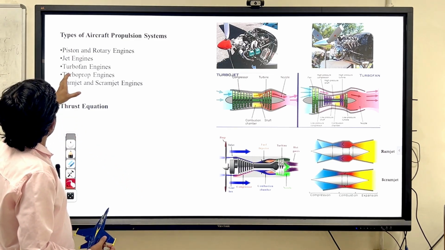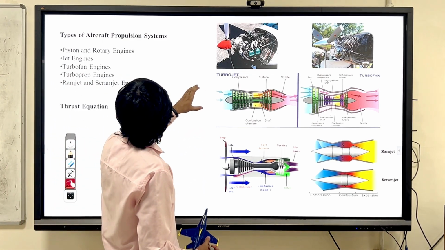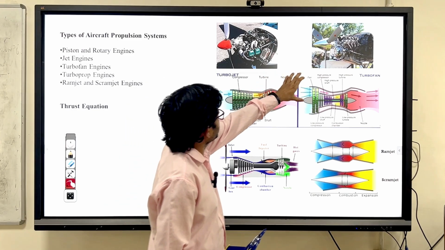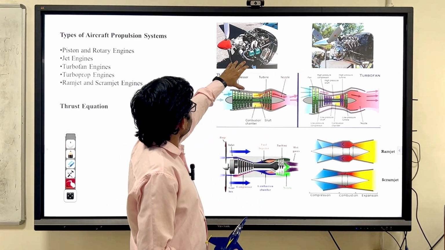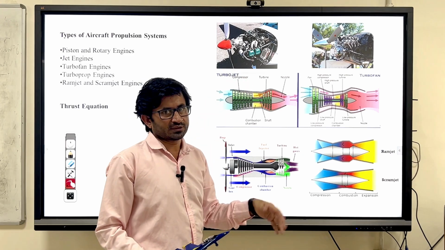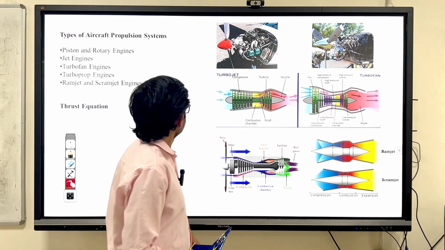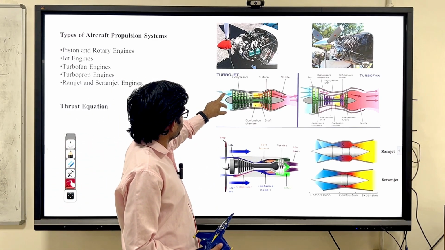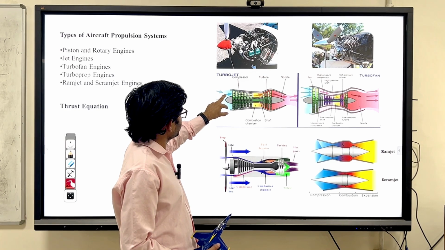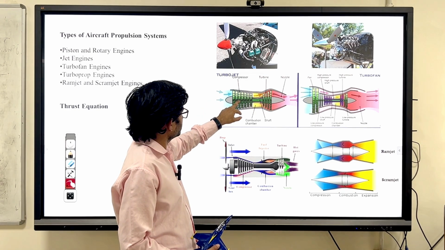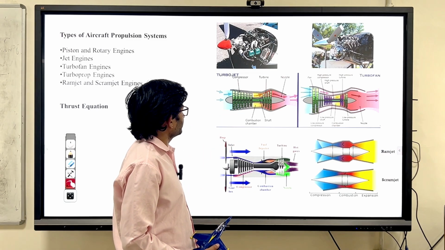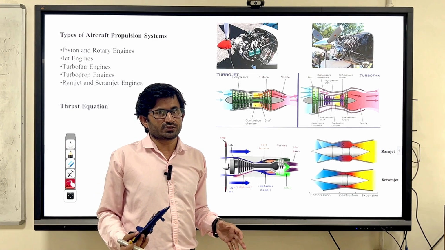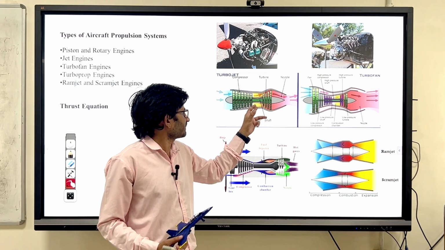Now you can see in this diagram there is a piston engine, piston and rotary, and here is a rotary engine. This engine works on the principle of internal combustion, the IC engine. And now here you can see the jet engine, where you see the inlet part. In the inlet, air is coming and going into the compressor. The job of the compressor is to compress the air, increase the pressure to a certain ratio, so that combustion can take place here.